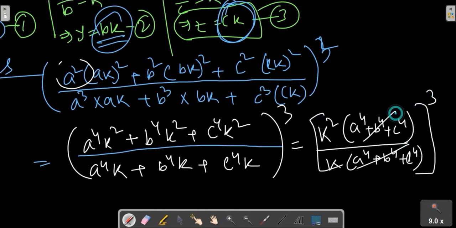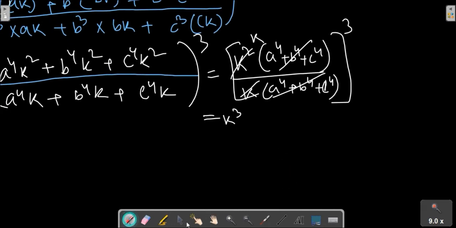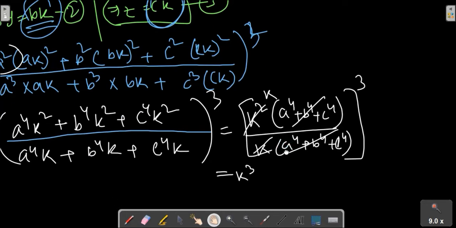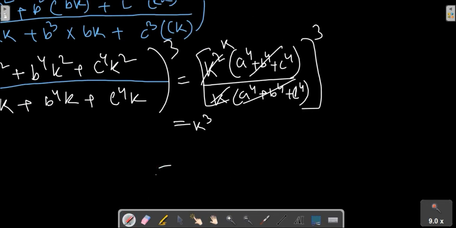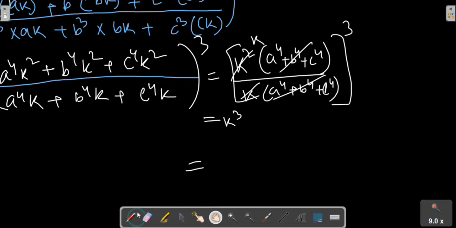Now we can cancel them, and here we are getting only k cube. Now one question arises: in the proof, the RHS part was xyz by abc, so how can we show that? We have not got anything like abc and xyz. So what I am doing here, I'm multiplying abc up and down, since here it is k cube, so I am multiplying abc up and down, k cube by 1 actually, right students?